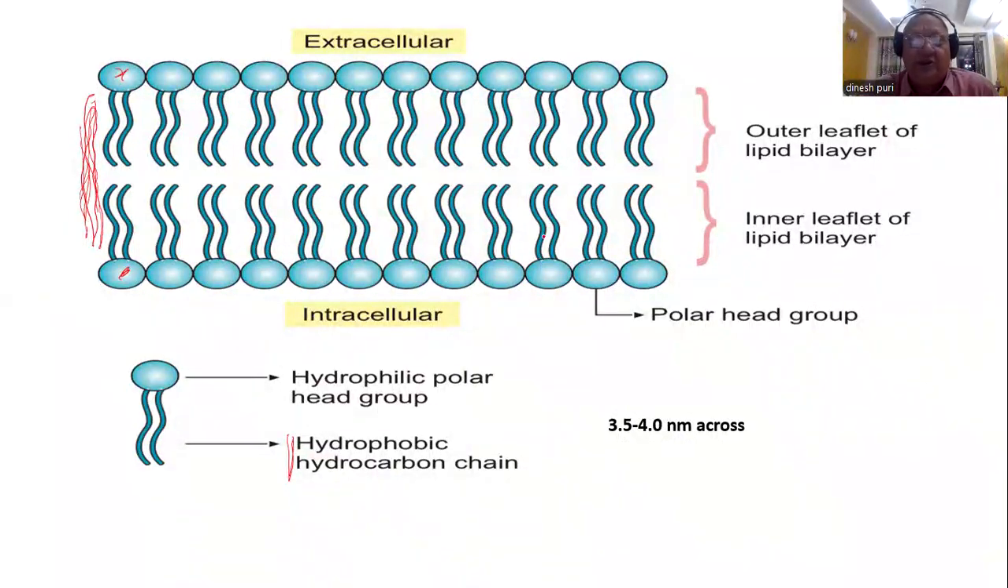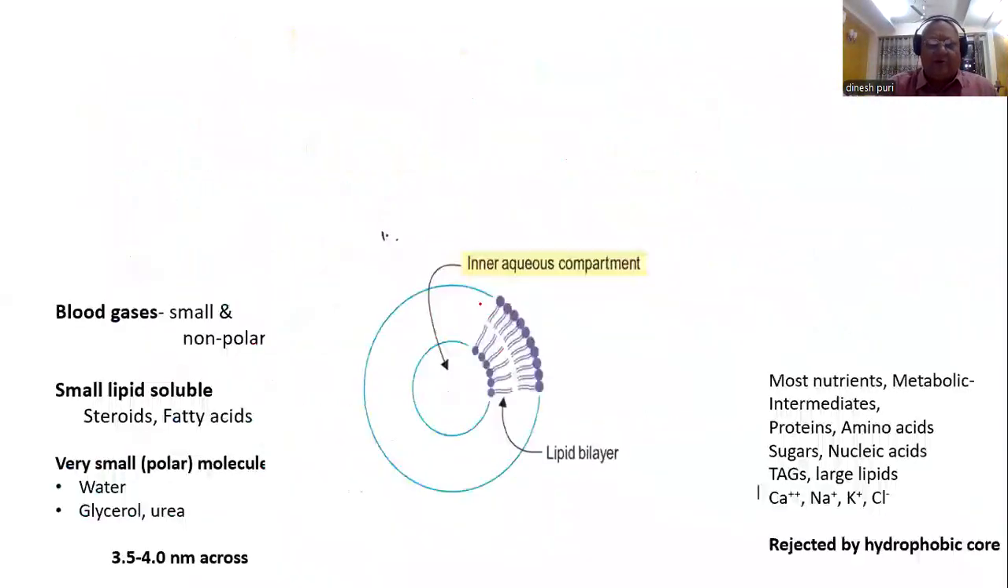So only those substances are able to pass through it which are lipid soluble and which are small molecules. These two criteria must be met because the membrane is predominantly hydrophobic. So only the hydrophobic, non-polar, lipid soluble substances of small size are able to pass through it unaided. A few exceptions we are also going to see.